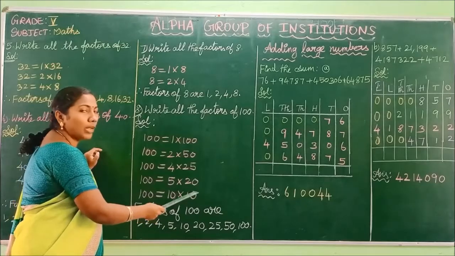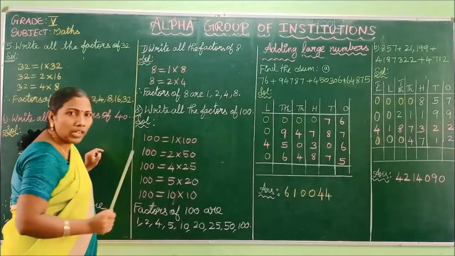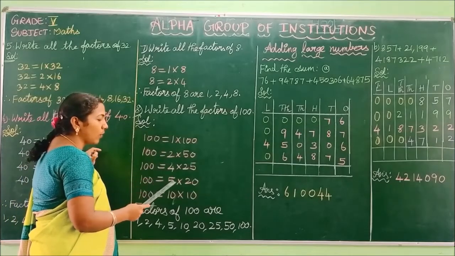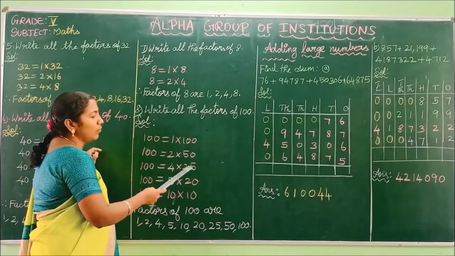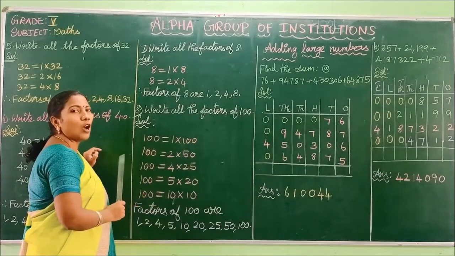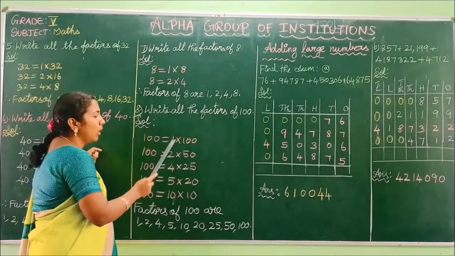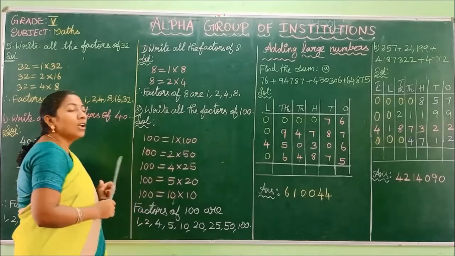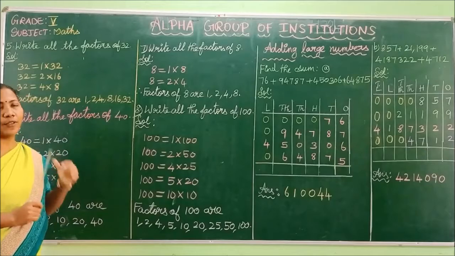Here we have 10 two times, but you have to write 10 only one time. So what are the factors of 100? 1, 2, 4, 5, 10, 20, 25, 50, 100. So totally how many factors we have? Let us count. 1, 2, 3, 4, 5, 6, 7, 8, 9. Thus for 100 we have 9 factors.